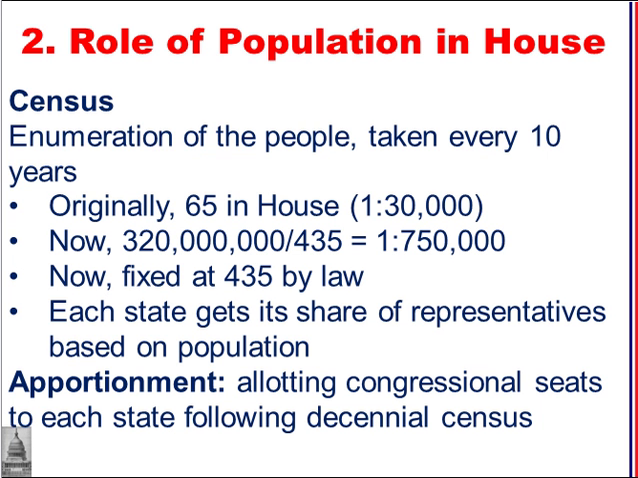And that makes the changing of the numbers of representatives per state a very important part of how the House is made up. Apportionment is allotting congressional seats to each state following the decennial census. So whenever the census happens, if a state has gained population or lost population, that would influence the number of seats that that state has in the House of Representatives.